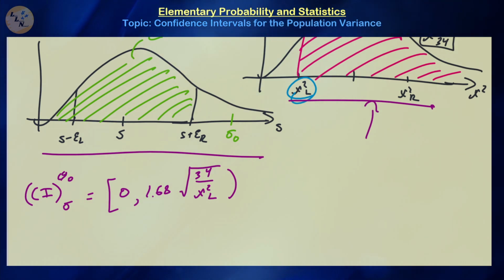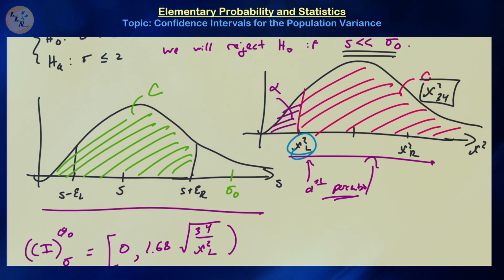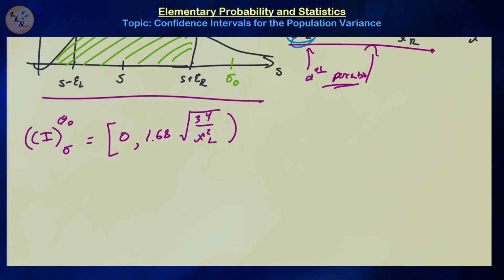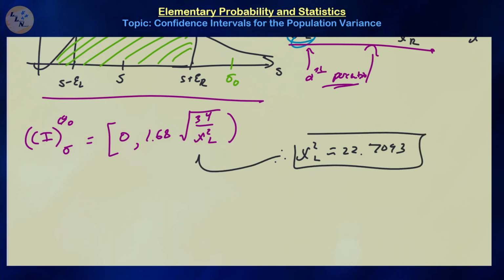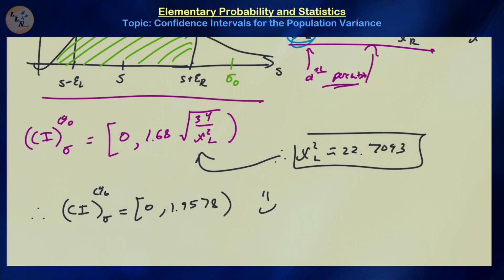So how are we going to find chi-squared L? Keep in mind, if the area shaded in red is C, that means this is equal to alpha. That means this number is the alpha percentile of this chi-squared 34 distribution, so you should be able to find that. So this chi-squared L value is going to come out to approximately 22.7093, and then we can substitute that into this confidence interval to get what we want. So our one-sided confidence interval is going to be equal to 0 to 1.9578. So that is our confidence interval.